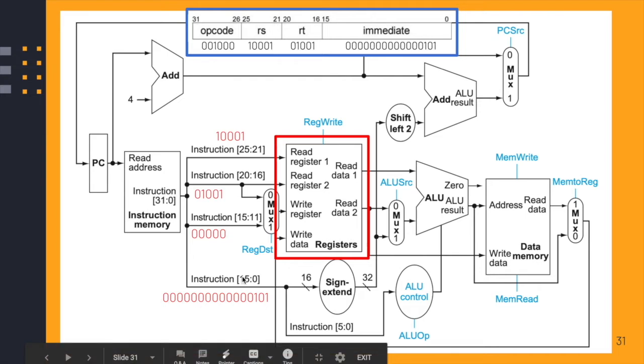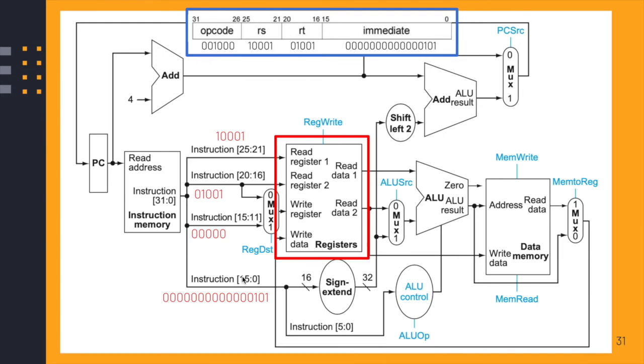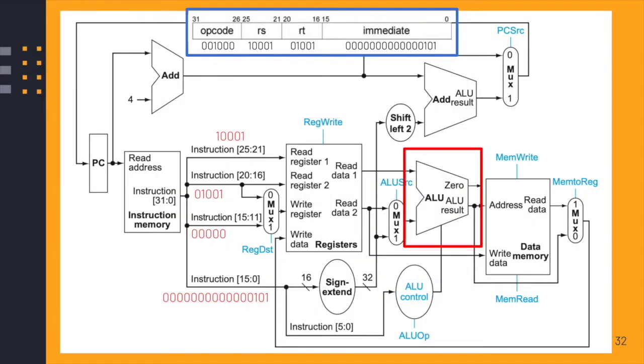Okay, now we finished the instruction decode stage. We move on to the execute stage. We will perform the execution of the instruction, meaning if the instruction is an addition, I will perform the addition operation. If it is a subtraction, I will perform the subtraction operation. We have here the ALU, the arithmetic logic unit, where all arithmetic operations occur.